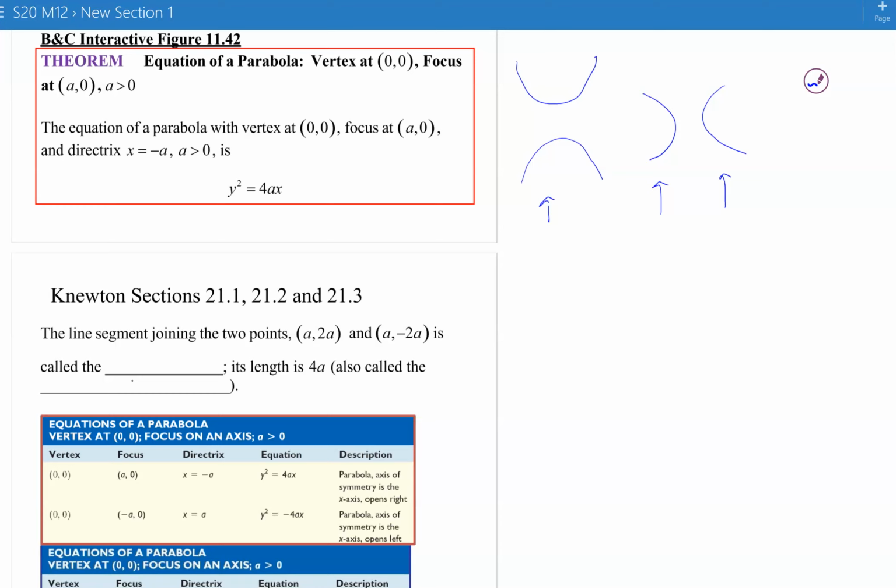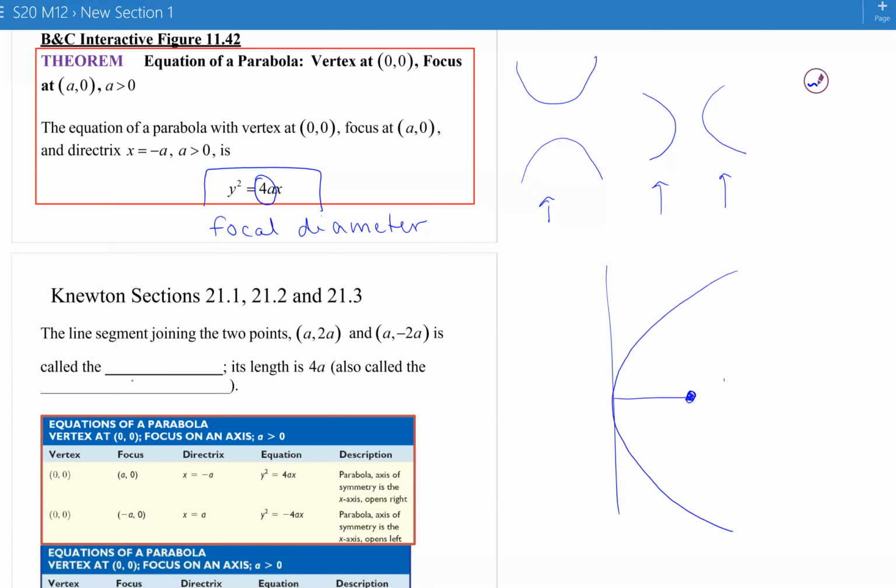So the equation of a parabola with the vertex at 0, 0, and the focus a distance a away is y squared equals 4ax. And there's a reason for writing it in this form. This quantity 4a is significant, and it's called the focal diameter. It says how wide the parabola is at the point that's the focus.